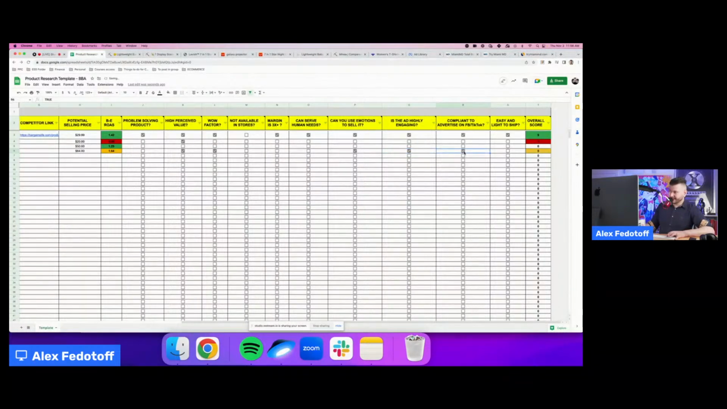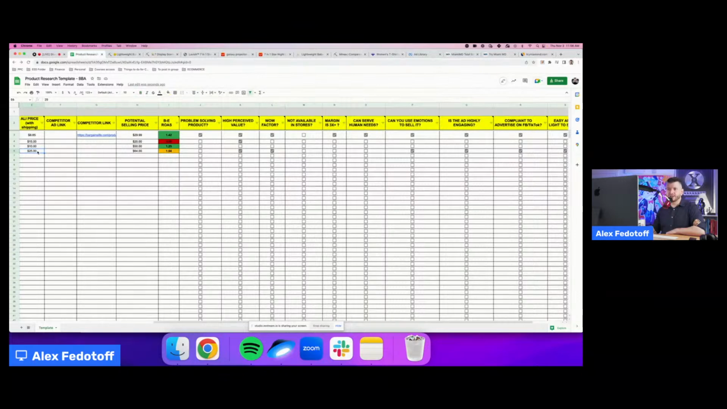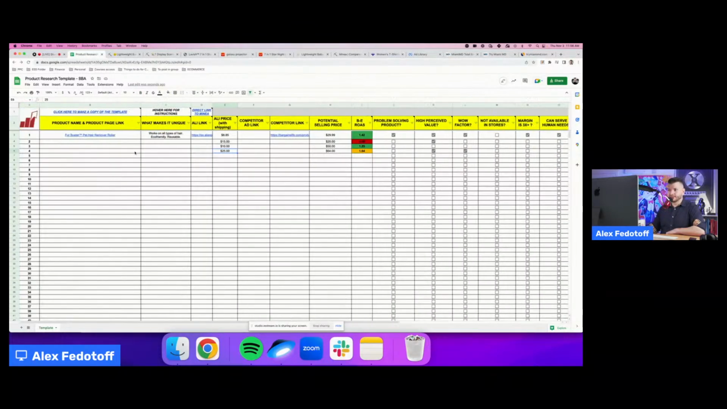Compliant to advertise? Yes. Easy to ship? I would assume so. Now we have the ratio here. It's 6 out of 10, right? Because it doesn't fill some of the criteria. The break-even ROAS is a bit high, right? It's only if we lower the price from $29 to $25 that we can sell it.